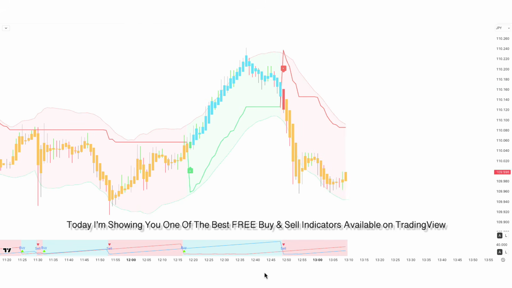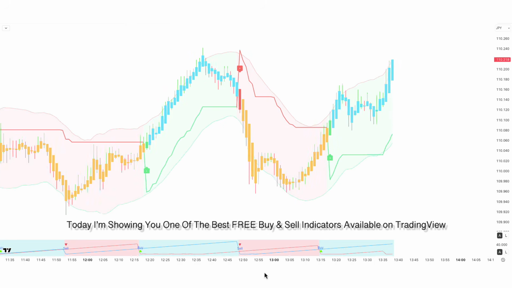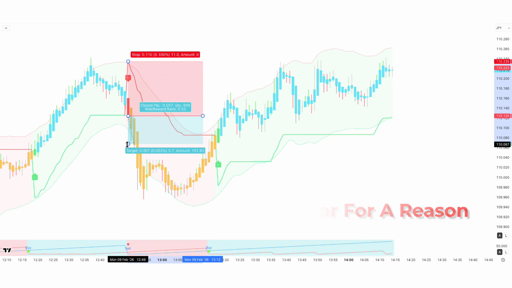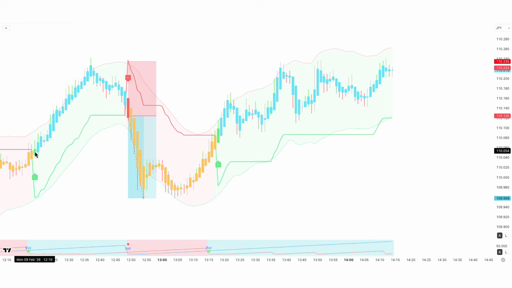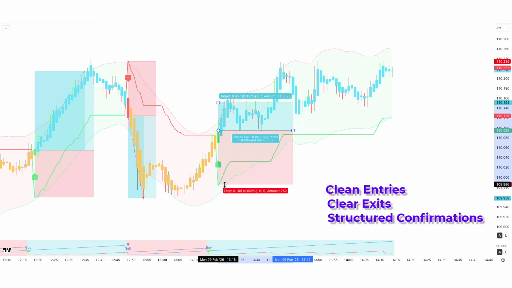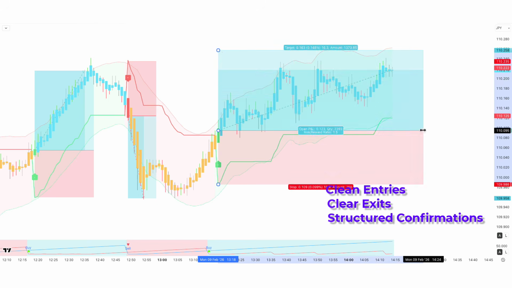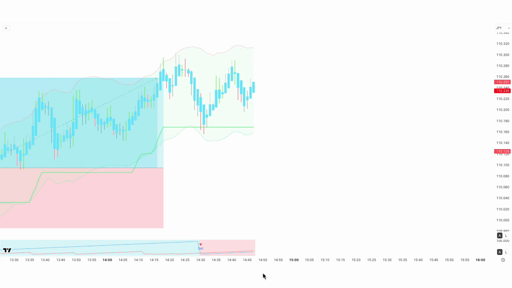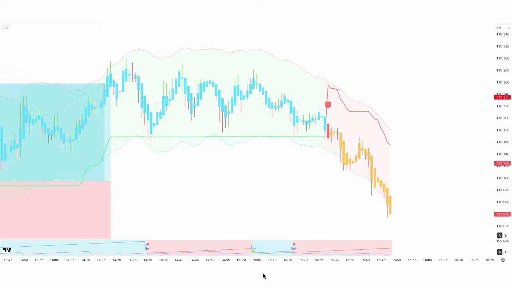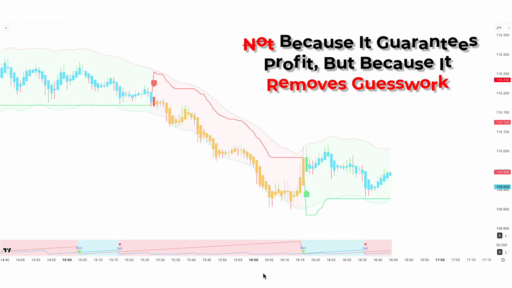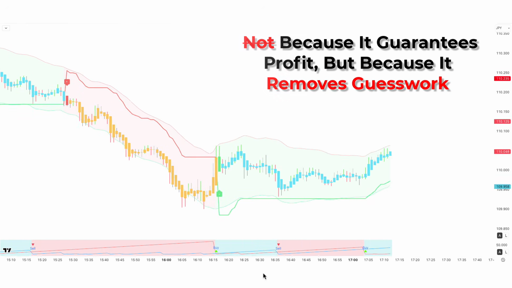Today I'm showing you one of the best free buy and sell indicators available on TradingView. And yes, it's popular for a reason. But popularity doesn't impress me. Performance does. This indicator focuses on clean entries, clear exits, and structured confirmations. No clutter, no unnecessary overlays, just visible buy and sell zones that align with momentum and basic market structure. That's what I call easy mode trading, not because it guarantees profit, but because it removes guesswork.